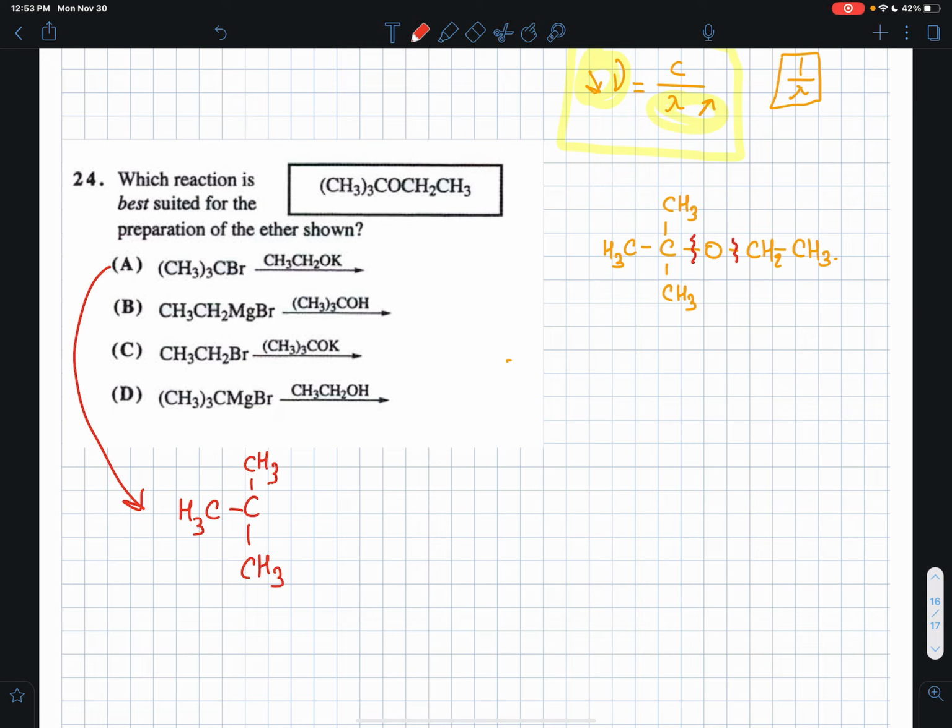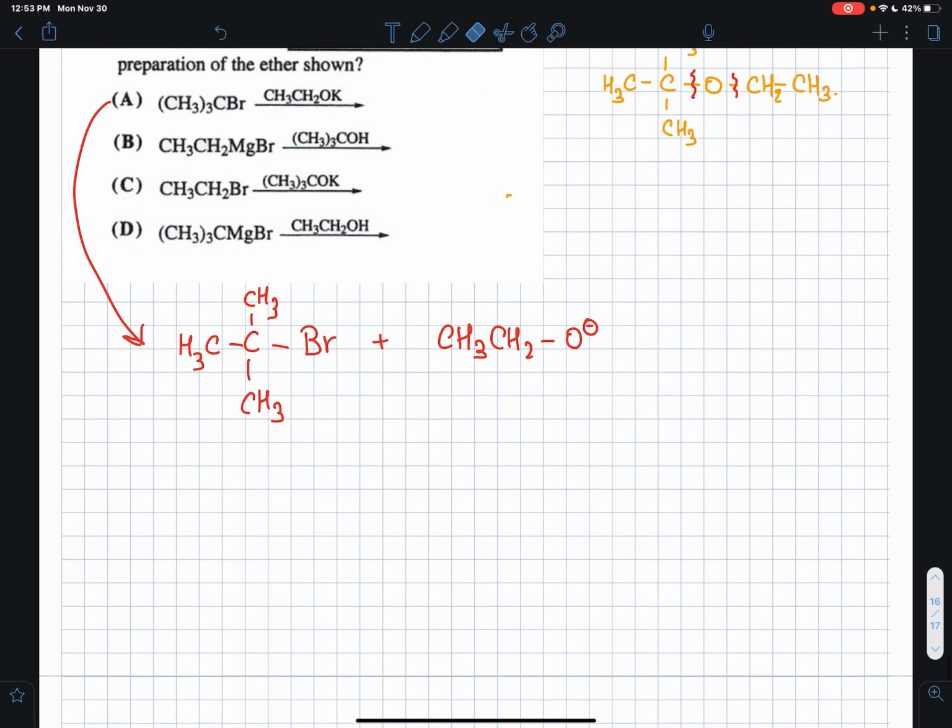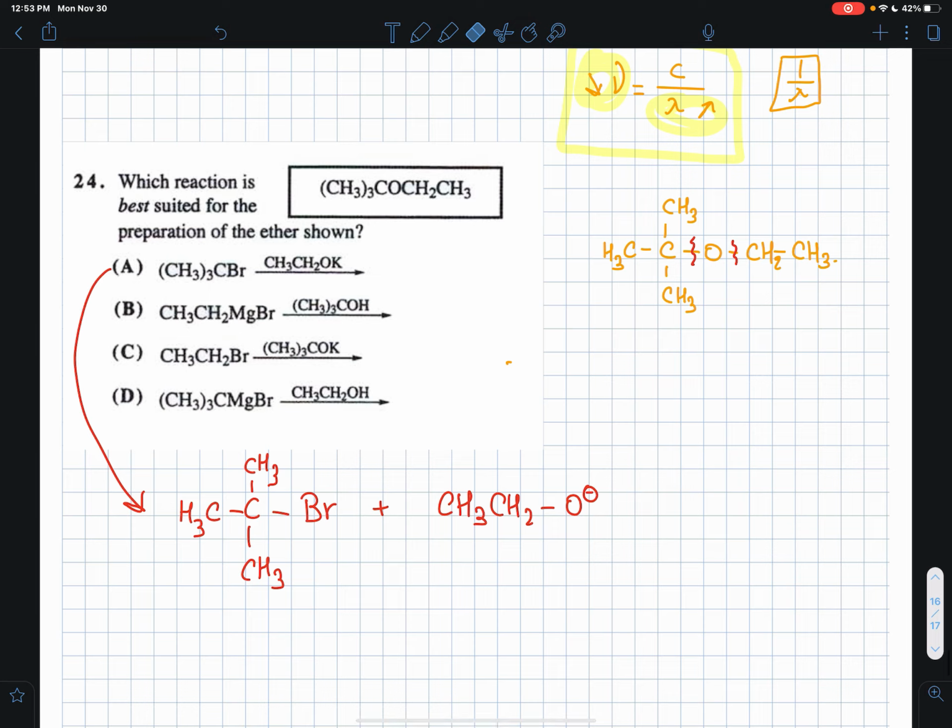So for A, they gave us C connected to CH3, CH3, CH3, which is connected to Br, plus CH3CH2O minus. Remember, this is just an ionic bond to stabilize a negative charge, so that's just going to be a K plus. In this case, this cannot come in and attack this carbon, because this is a tertiary bromide, so an SN2 reaction won't occur.